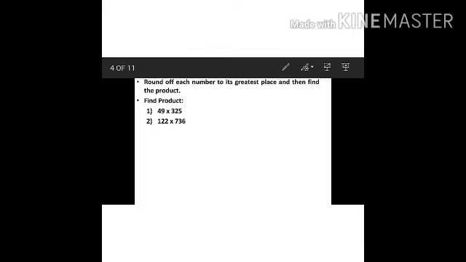To estimate products. For finding the estimated value, we have to round off each number to its greatest place and then find the product. I'll explain it with an example. Consider the number 49 and 325. We have to find the product.